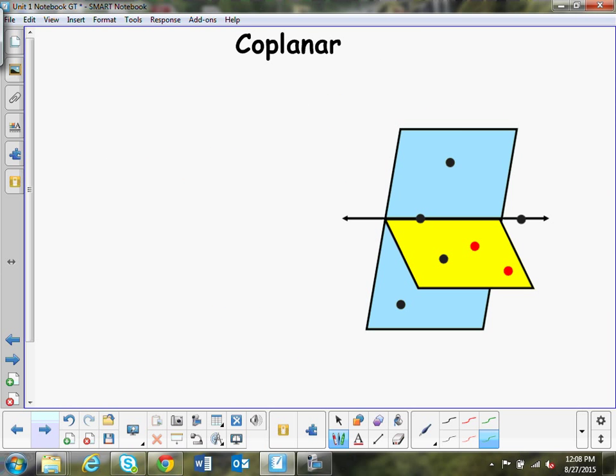Coplanar. Okay, this is the picture that I gave you. I need to label the letters. I just accidentally deleted it. Anytime there's a somewhat difficult picture to draw, I'll print it out for you and you can glue this down. But if you're an awesome artist and you have to draw it, by all means draw it. So go ahead and glue that down while I label the letters to match yours.